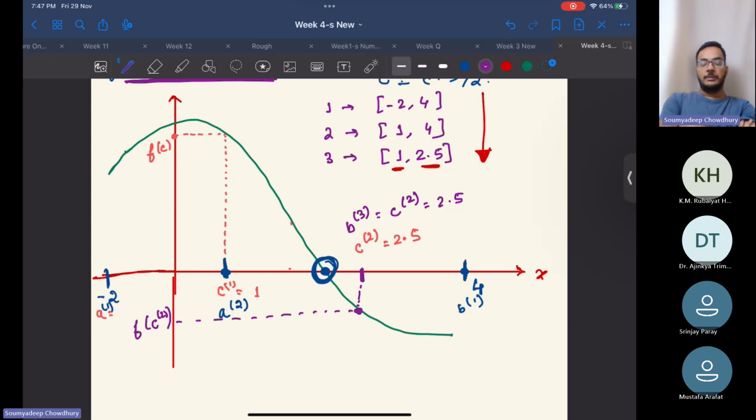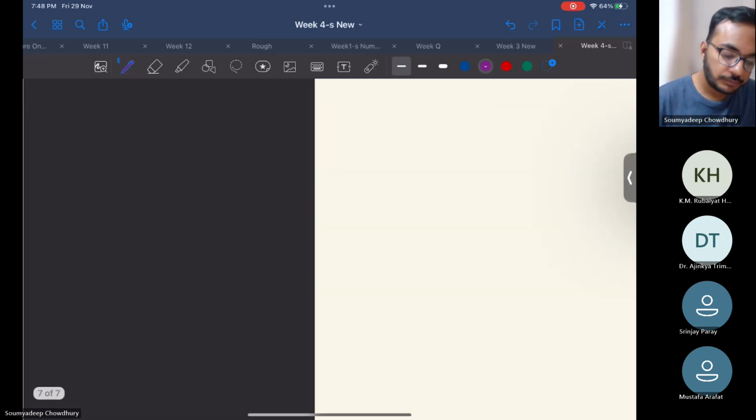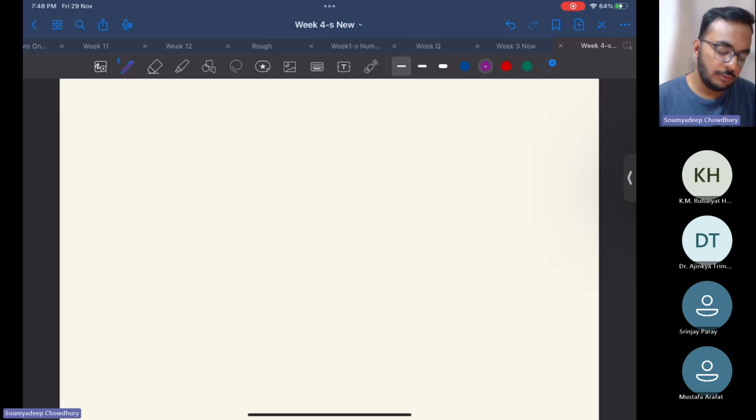Initially it was between minus 2 and 4. We bisected and we found the midpoint as c, which is 1. Then again we bisected 1 and 4. Again we are finding the midpoint and making it a new limit. Because we are using that midpoint approach here, it is also called the bisection method. So now we'll move to the second method.